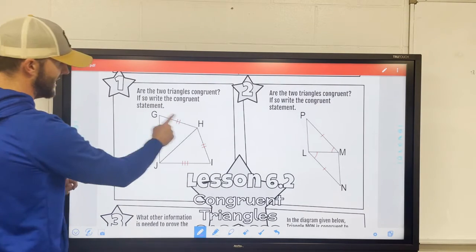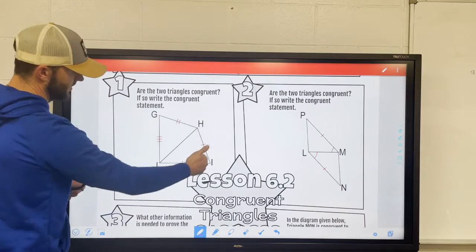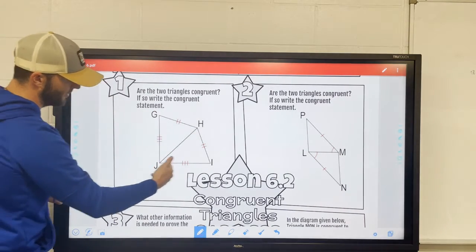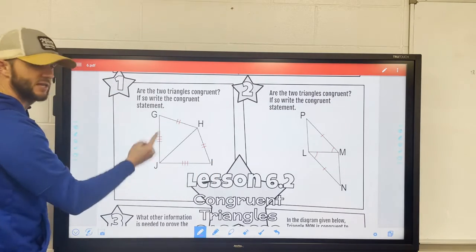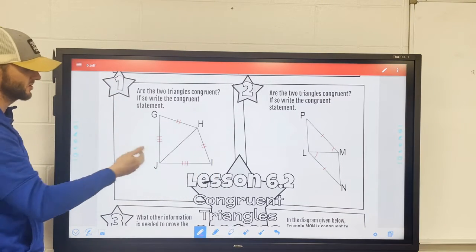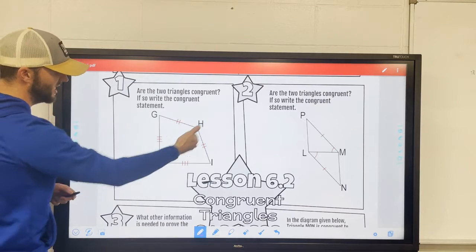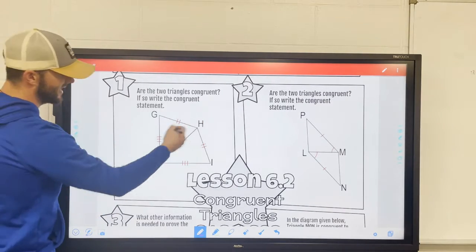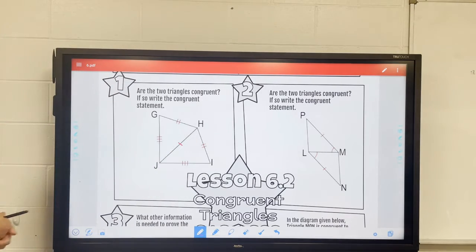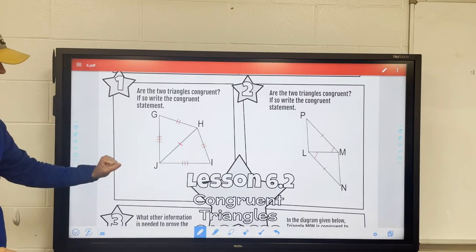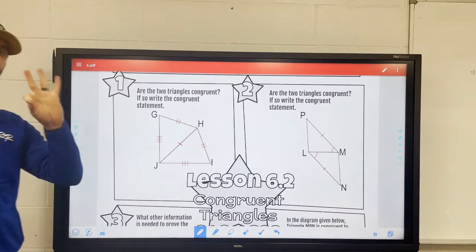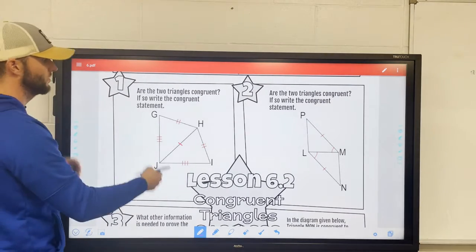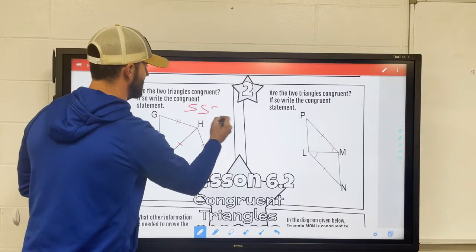I have GH has 2, HI has 2, so that matches, that's one side. GJ and JI are congruent, so that's 2 sides that are congruent. Now let's look at my third side. My third side, HJ, on both triangles is the same exact side, so this side is going to be congruent to itself. So 1, 2, 3, 1, 2, 3. That means all 3 sides of my triangles are congruent, so the 2 triangles are congruent by side, side, side.